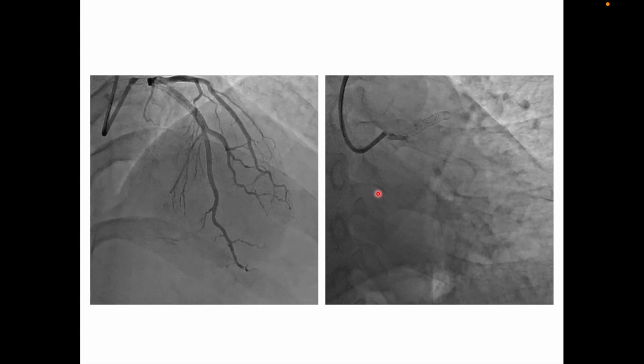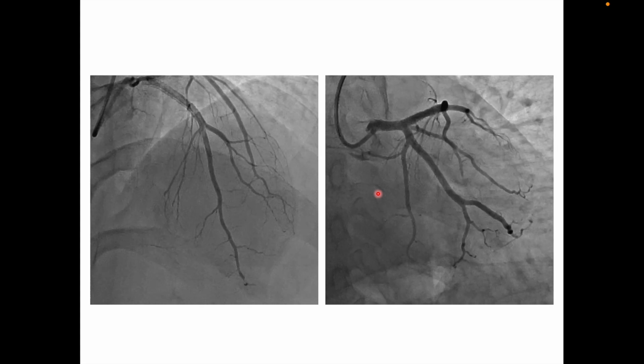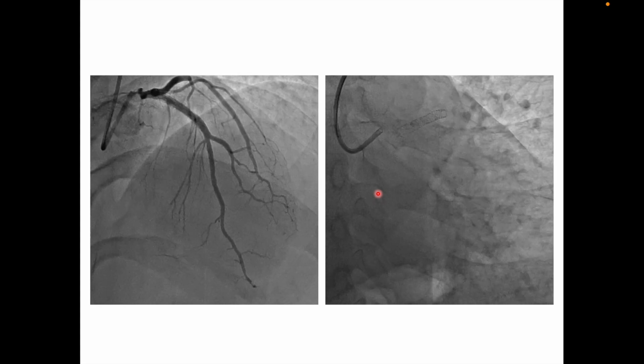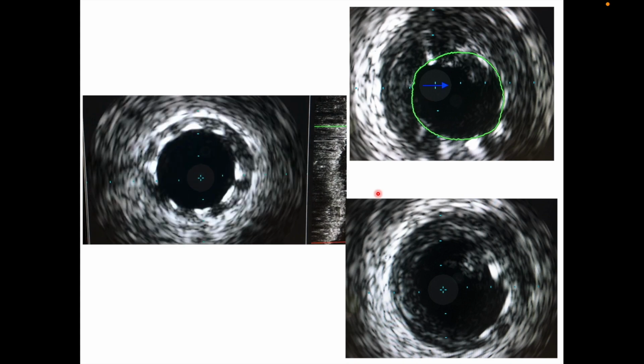So what is this? Is this dissection? Is it thrombus? What is it? Should we put in another stent and cover this? Should we go across into the left main stem? Well, we've got the IVUS open with us. So we did an IVUS run.